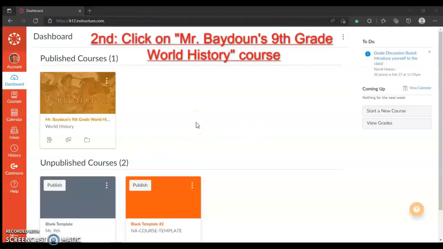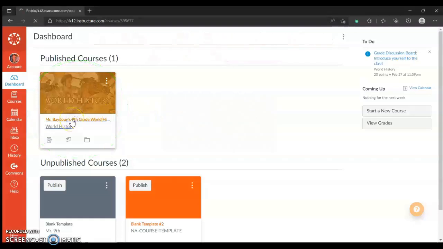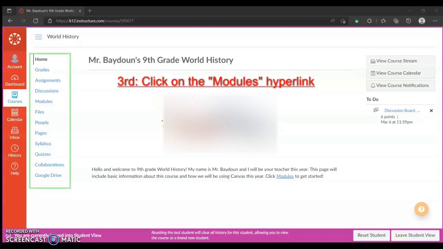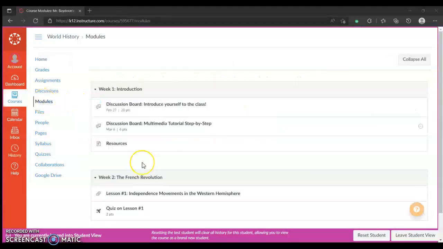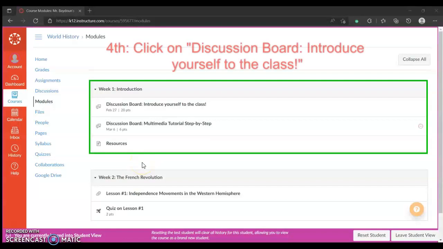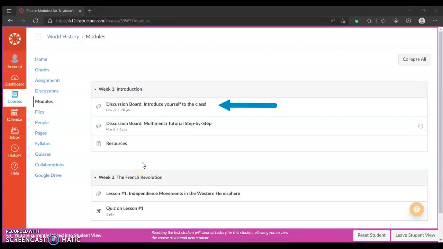Second, click on Mr. Bidun's 9th grade world history course website, right over here. Third, shift your attention to the vertical navigation bar on the left side of the screen. Click the modules hyperlink right here. Fourth, under the Week 1 Introduction module, click on Discussion Board. Introduce yourself to the class.